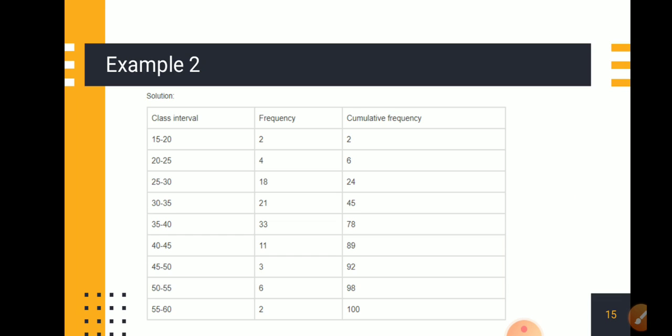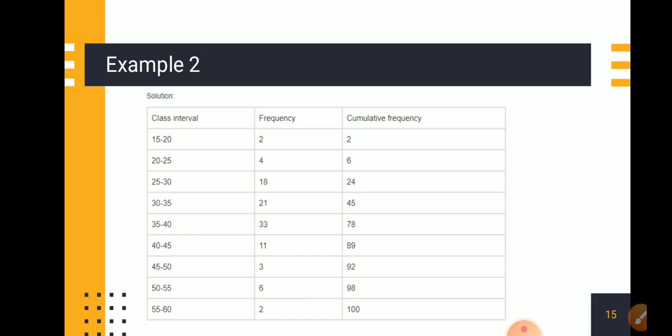So the class interval column we write down, since it is clear from the question that the difference between the two intervals is 5, so the class interval also has a difference of 5. Frequency we take out by subtracting the cumulative frequency of the previous row. First would be 2, second would be 6 minus 2, 4, third would be 24 minus 6, 8, next would be 45 minus 24, 21, 78 minus 45, 33, it goes on. So you get the frequency.